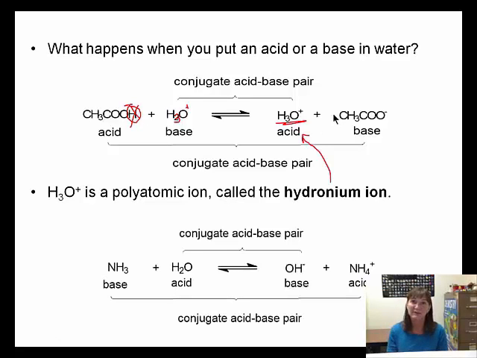What happens when I put a base in water? Well, in this particular case, the base is going to accept the hydrogen from the water. So it takes off one of these hydrogens, and it takes it off as a hydrogen ion, so that leaves this as the hydroxide ion. And that hydrogen ion is going to come over here and turn the ammonia into ammonium cation.